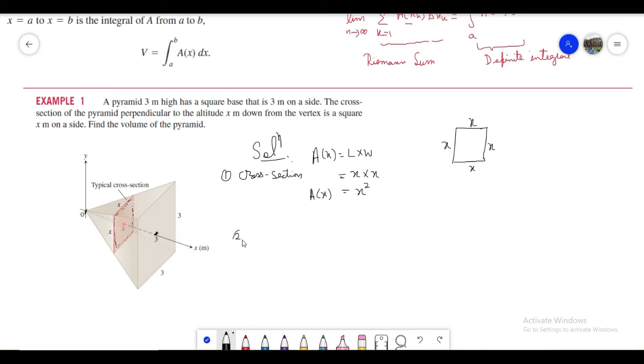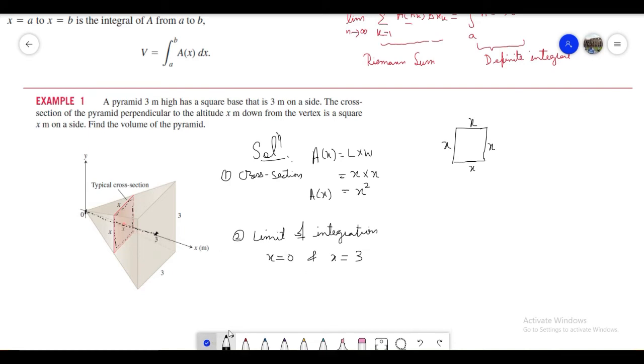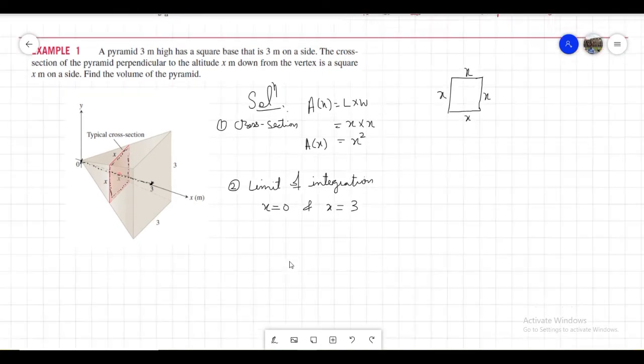The second is the limit of integration. So the lower limit starts from x is equal to 0 and it finishes at x is equal to 3. So this whole line from 0 to 3 is covered. So we have found the limit of integration as well as the cross-sectional area.